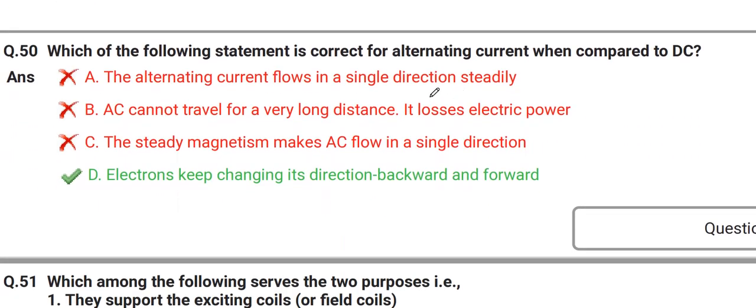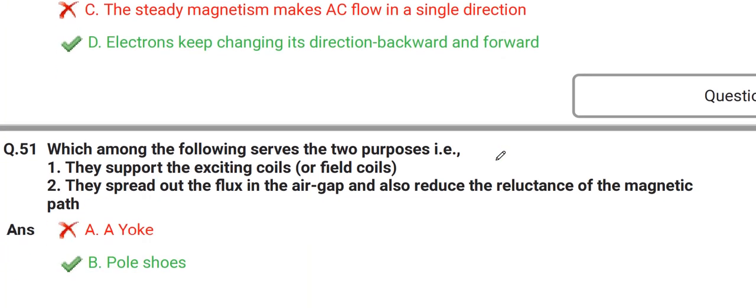Which of the following statement is correct for alternating current when compared to DC? I already showed you the table of the HVAC and HVDC system difference. Okay, so you can check there also the difference between DC and AC. In question number 15, we know that in alternating current, the electrons don't move steadily forward. Instead, they just move back and forth. When the electrons in alternating current switch directions, the direction of current and the voltage of the circuit reverses itself.